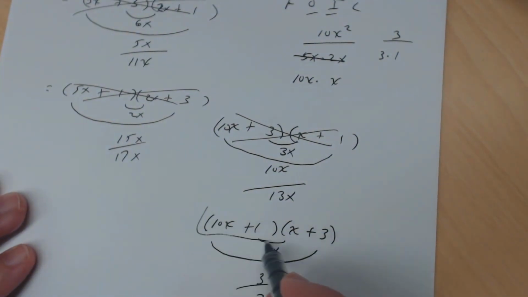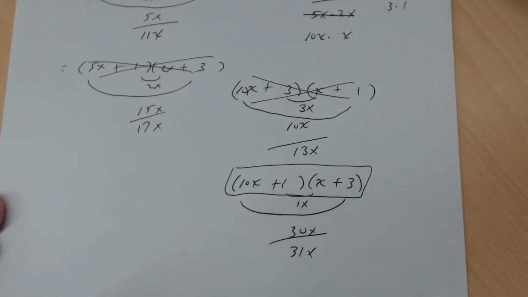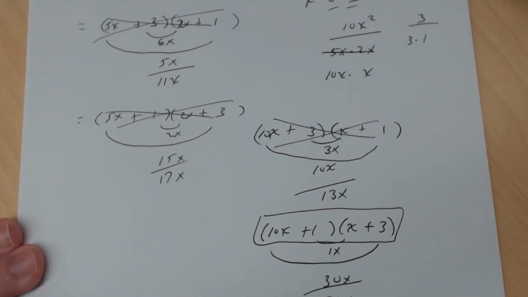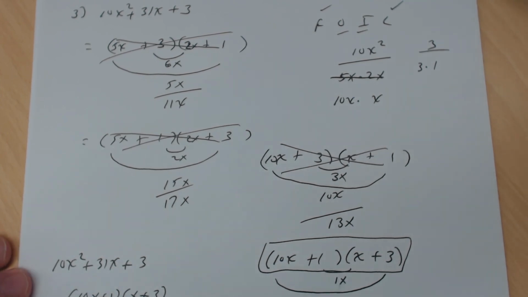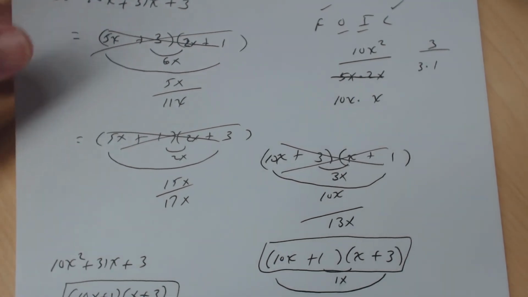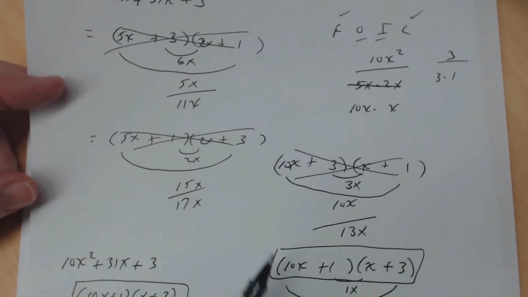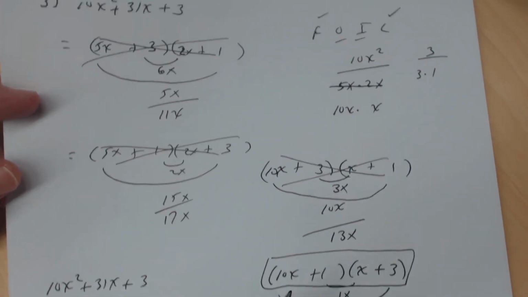So there's your answer right here. That's what you put in the blank. In this case, you would say 10x squared plus 31x plus 3 equals 10x plus 1 times x plus 3. Okay, so that's number 3. Notice trial and error: you try different things, check your work using FOIL, and if it doesn't work, try something else. All right, let's go ahead and stop this one because we're already at 22 minutes.